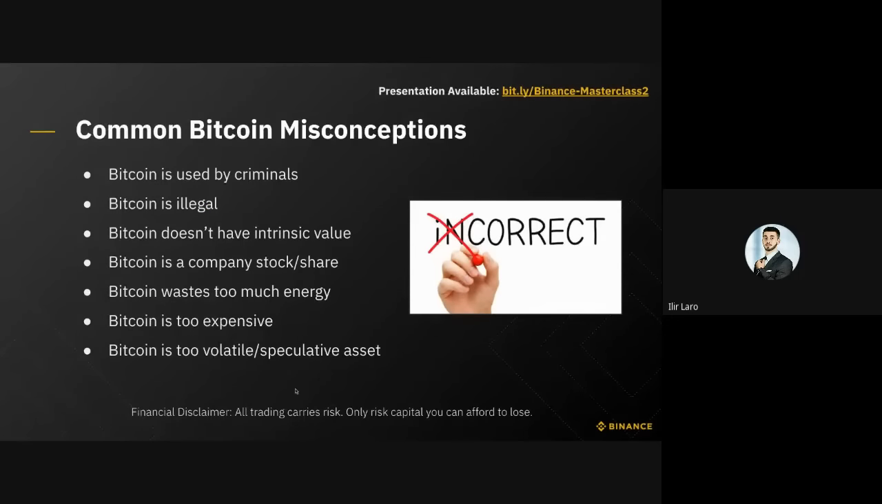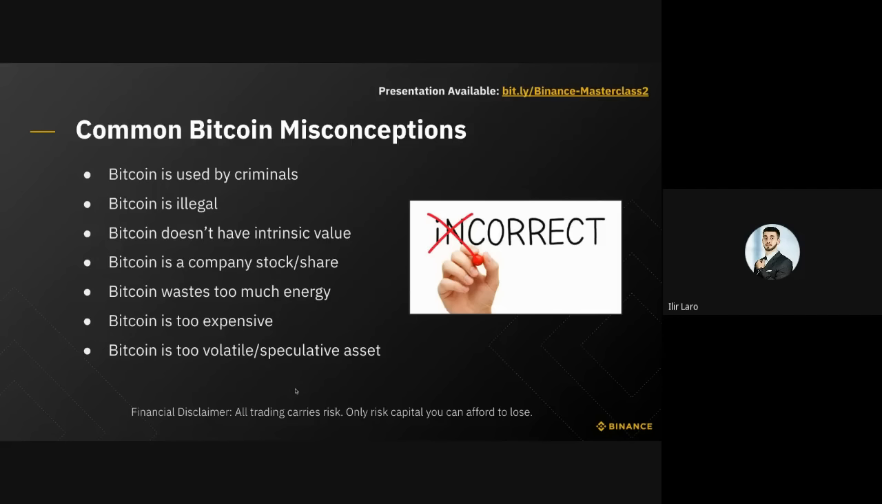Now, I'm going to present some common Bitcoin misconceptions. So these are some of the misconceptions that you probably have heard about or seen from mainstream media. Now I want to try to address each one of them fairly quickly. So, Bitcoin is used by criminals. Well, actually, that's incorrect. A very small percentage of transactions are used for nefarious purposes, but there are far more bad actors that use fiat local currencies to transact.